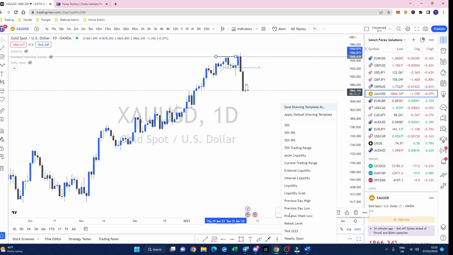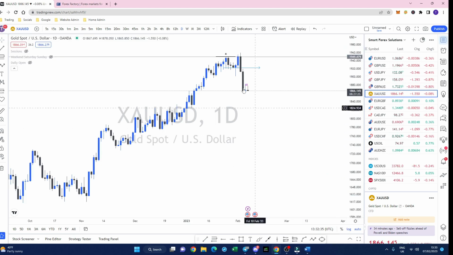So that's a liquidity grab right there. But also, let's look at what's going on here. Now, we've obviously taken out a lot of this, like this low. We've taken out this low. But what's here now? We've got a candle in drawdown.